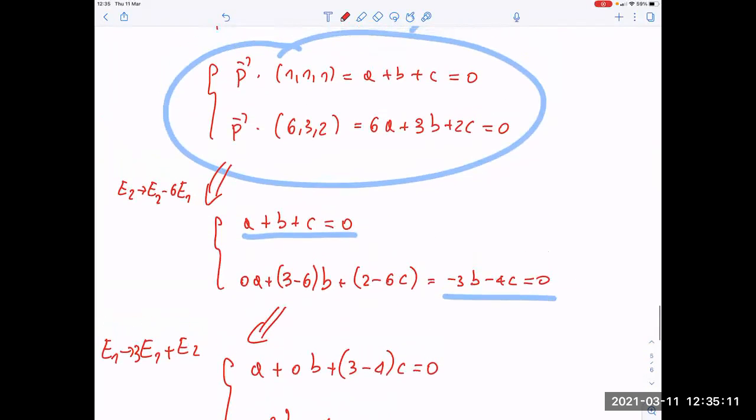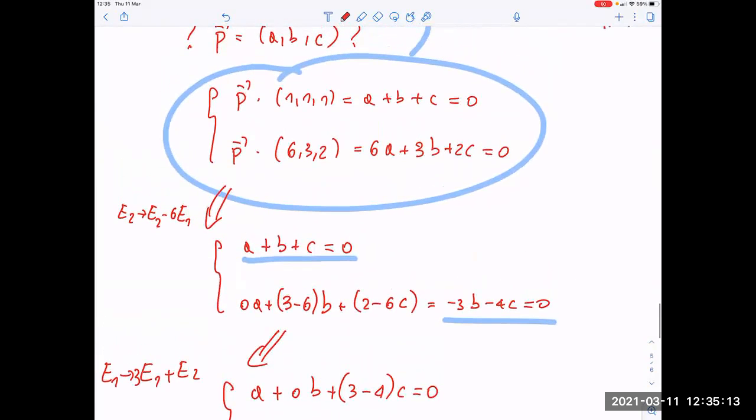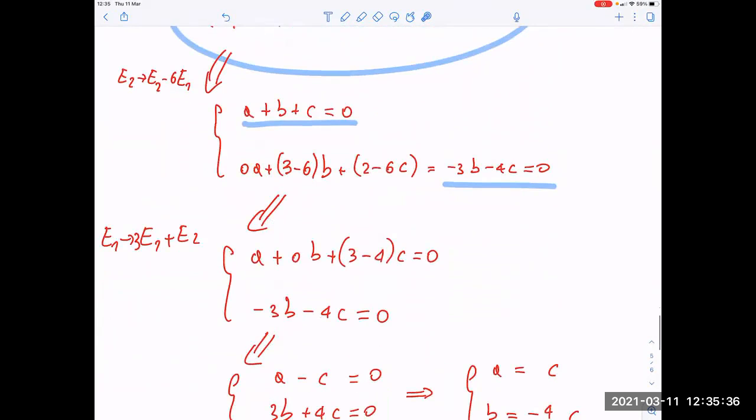So let's go here and double check for a second. These are the dot products, yep. So I rewrote the equation, A plus B plus C, and then I change the last one by subtracting 6 times the first. So 6A minus A is 0A, 3B minus 6B is minus 3B, 2C minus 6C is minus 4C. Okay, then I just copy the second one and I use it to change the first. I multiply the first by 3. Yes, thank you very much.